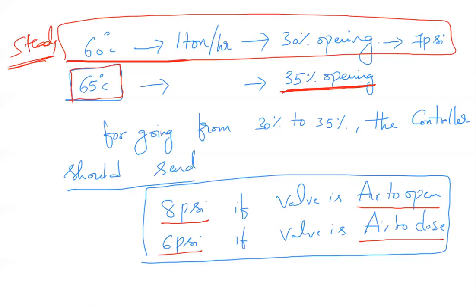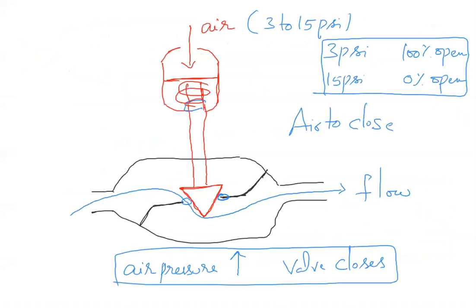So what is air to open type? Let's say this is air to close. Then air to open means the stem will be like this. Just understand for 2 minutes. I will draw another diagram for air to open.